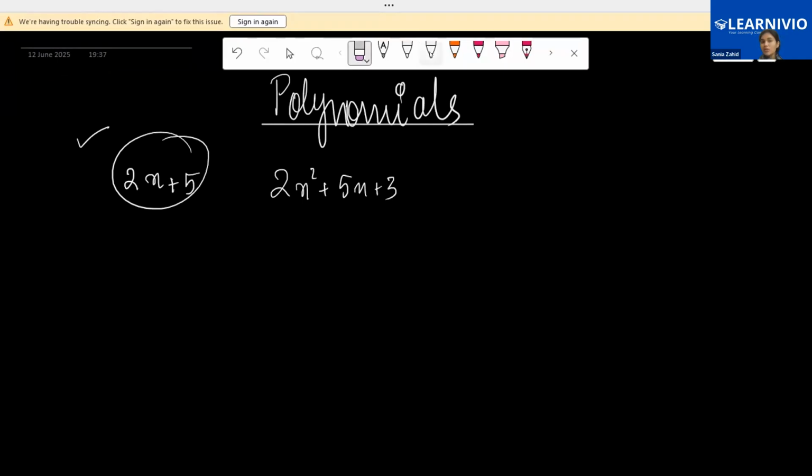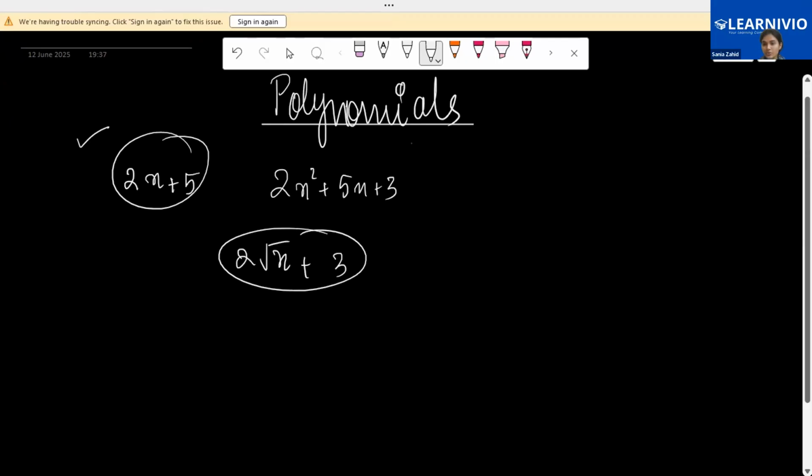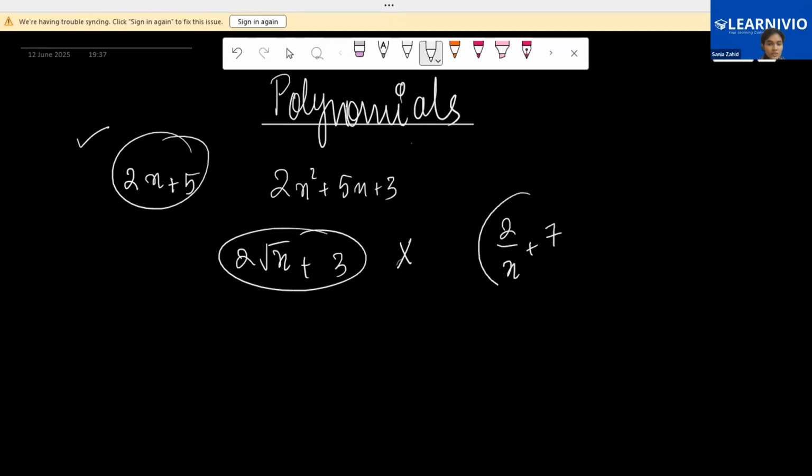Now, remember one thing. For an expression to be called a polynomial, the variable must have the power as an integer value. If I have 2 under root x plus 3, is this a polynomial? Tell me, children, is this a polynomial or not? No, that's not a polynomial. Why? Because here x is under root. If I say 2 by x plus 7, is this a polynomial? No, that's also not a polynomial. Again, x is being divided.